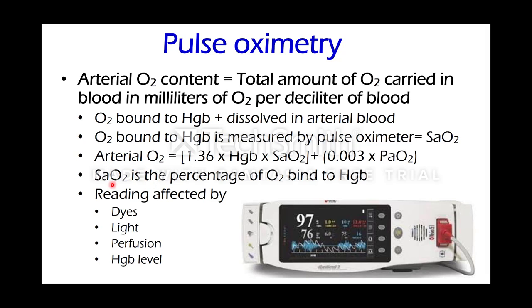The oxygen saturation is the percentage of oxygen bound to the hemoglobin from total hemoglobin. And because it measures the hemoglobin percentage using a sensor, it is affected by many cofactors like dye, light, perfusion, and hemoglobin level. There are many portable pulse oximeters. In this example, you can see the oxygen saturation and heart rate, and also a graph representing the respiratory cycle.